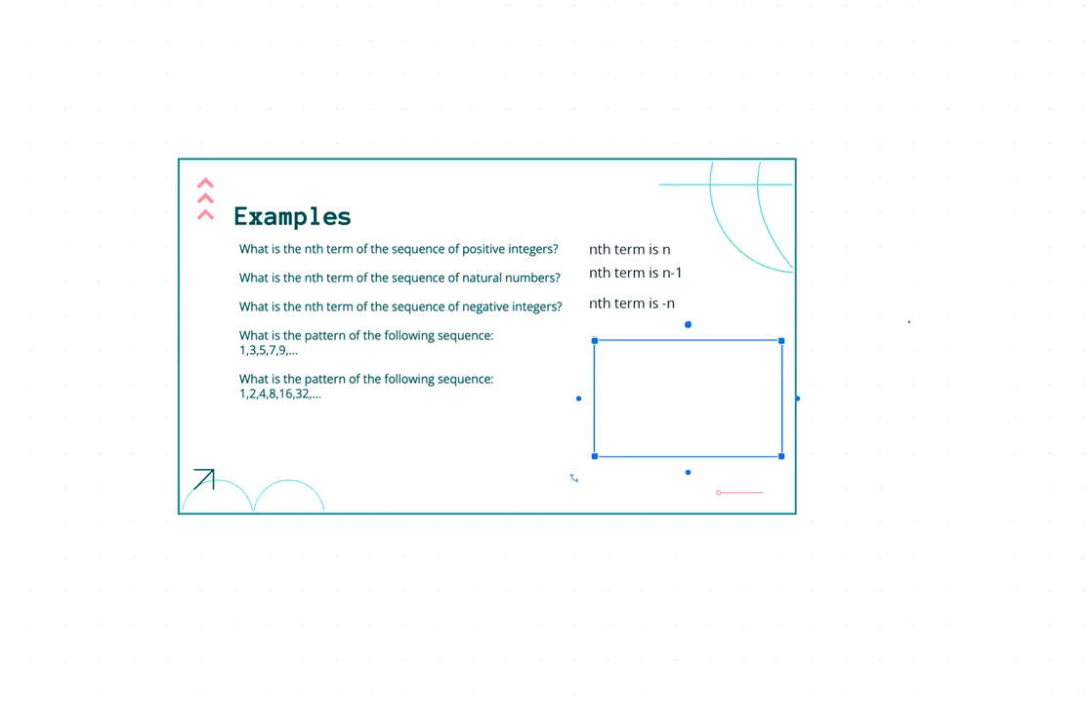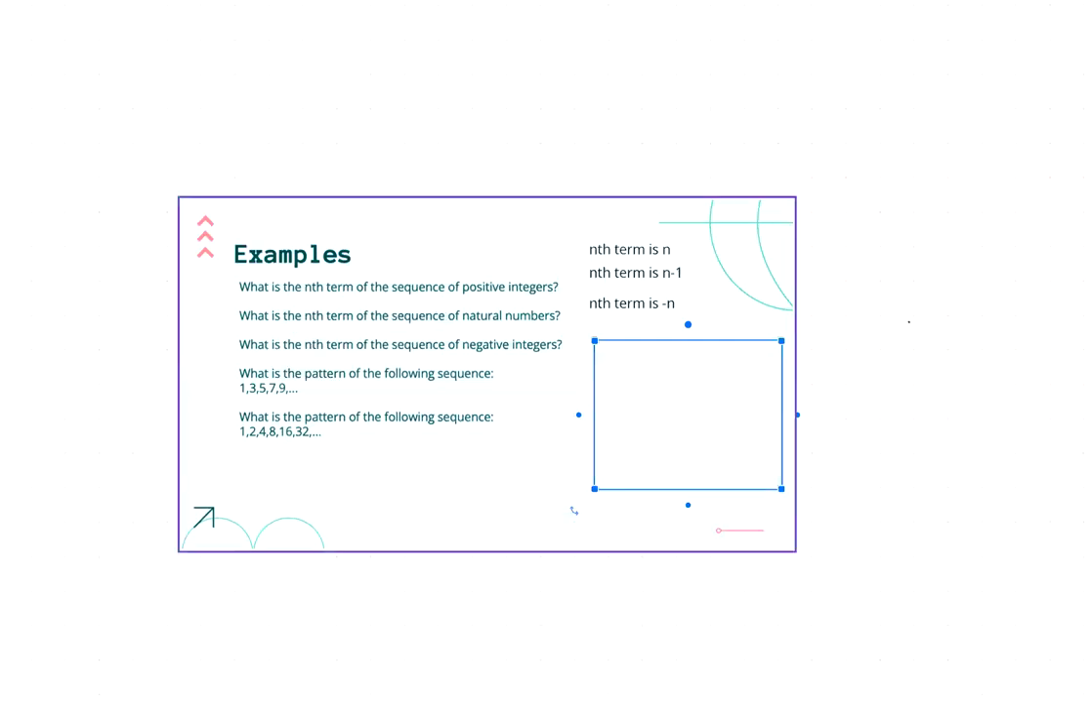So if you were to plug in n equals 1, then you would get 2n minus 1 equals 1. And if n equals 2, then you would get 2n minus 1 equals 3, and so on. Cool.